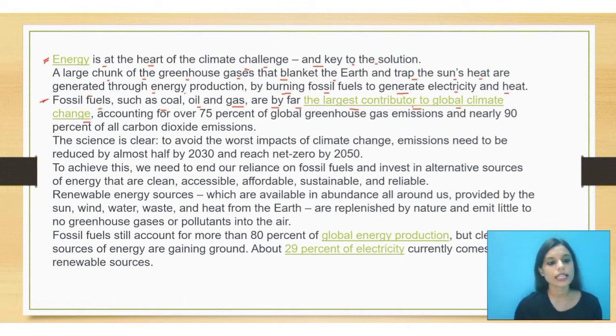So, fossil fuels like coal, oil, and gas are all contributing to global climatic change, accounting for over 75% of global greenhouse gas emissions and nearly 90% of all carbon dioxide emissions. Now, the science is clear: to avoid the worst impacts of climate change, emissions need to be reduced by almost half by 2030 and reach net zero by 2050.